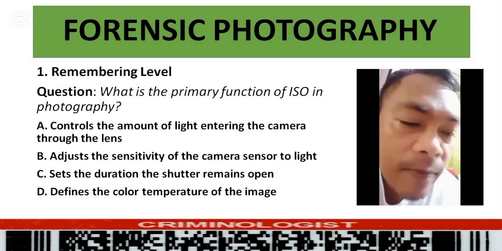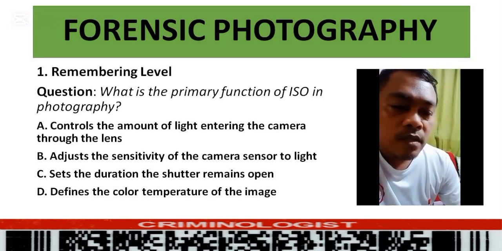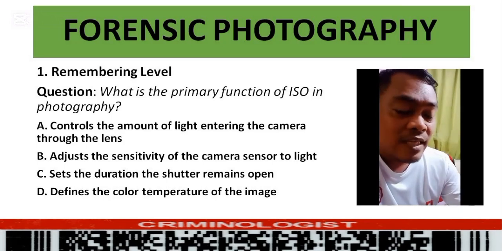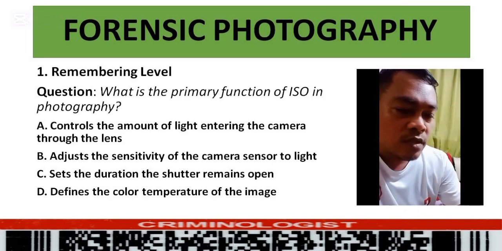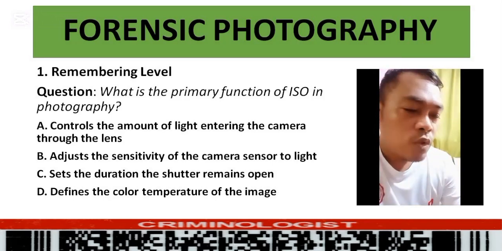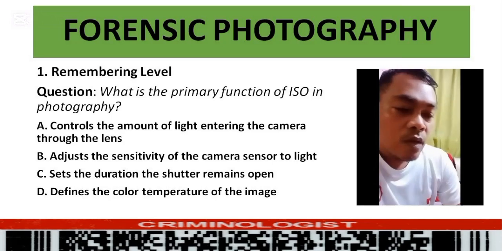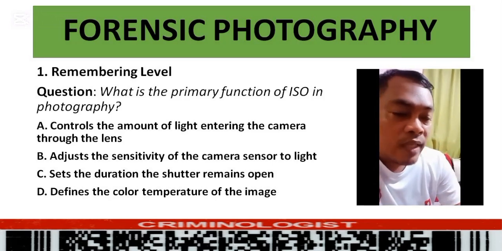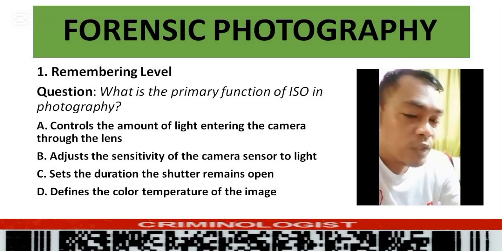How about letter C? Letter C is incorrect because that is shutter speed, not the ISO. So the choice, letter C, emphasizes the shutter speed, not the ISO. While letter D is also incorrect. Why? Because it only pertains to white balance, which is unrelated to ISO.